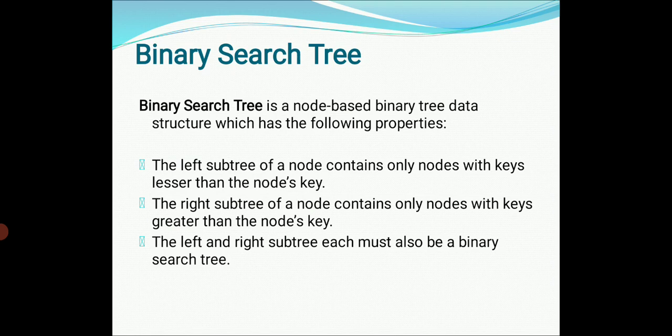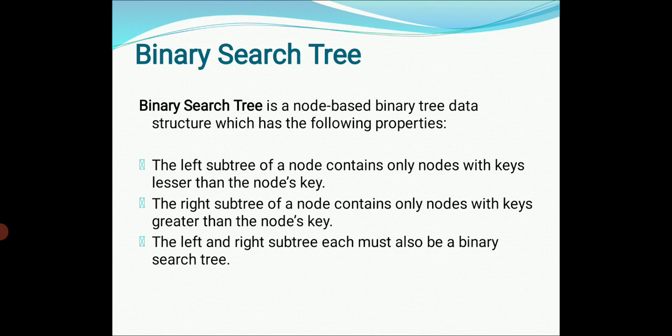The next slide, let me tell you what a binary search tree is. A binary search tree is a node-based binary tree data structure. It has the following properties: the left subtree of a node contains only nodes with keys lesser than the node's key, and the right subtree of the node contains only nodes with keys greater than the node's key. The left and right subtrees must each also be a binary search tree.